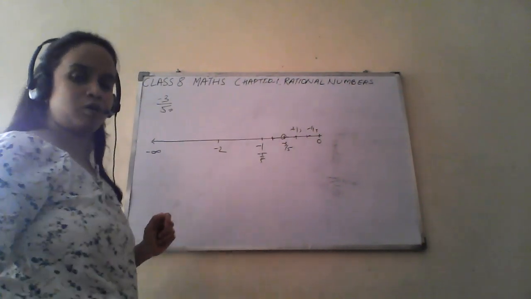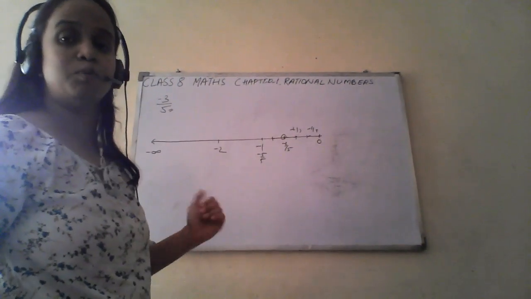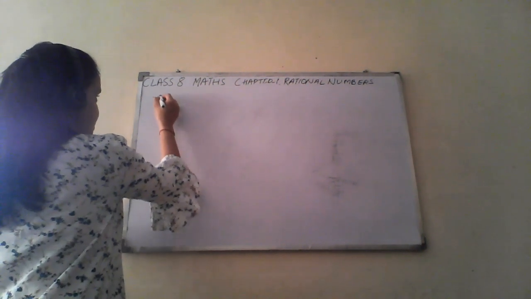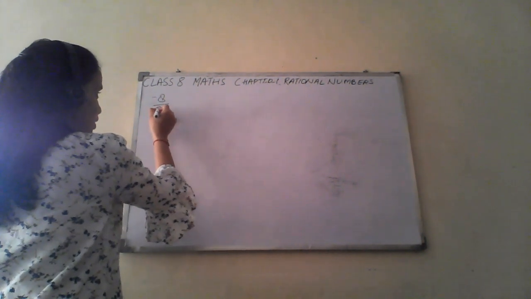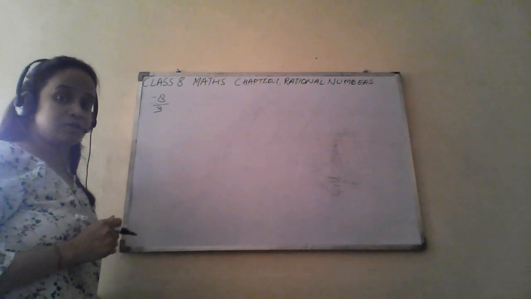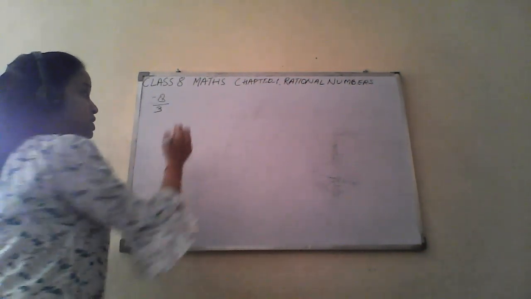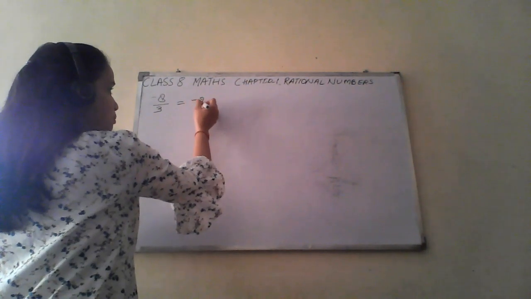Similarly, we have to plot fractions which have a value more than 1. So how are we going to plot those numbers? Say we have minus 8 by 3. So first, as we did in the case of positive numbers, we have to convert this into mixed fraction form. So what will it be? Minus 2 whole number 2 by 3. And how are we going to plot this?